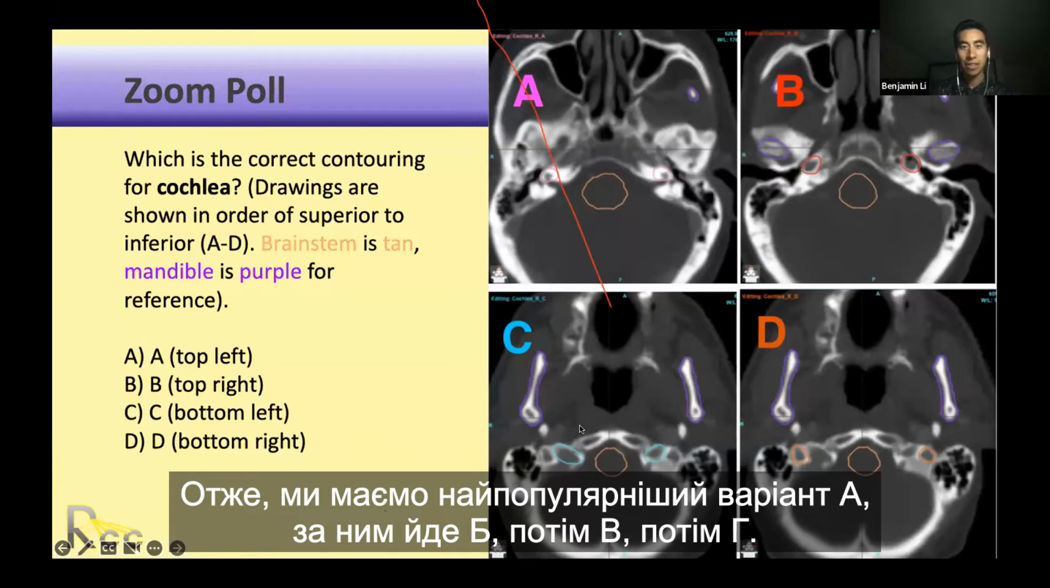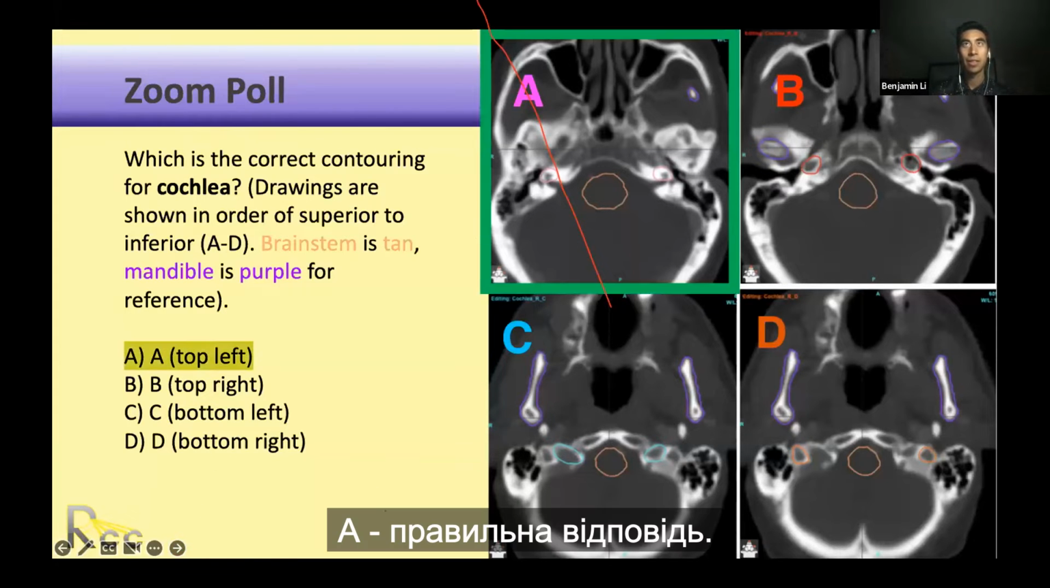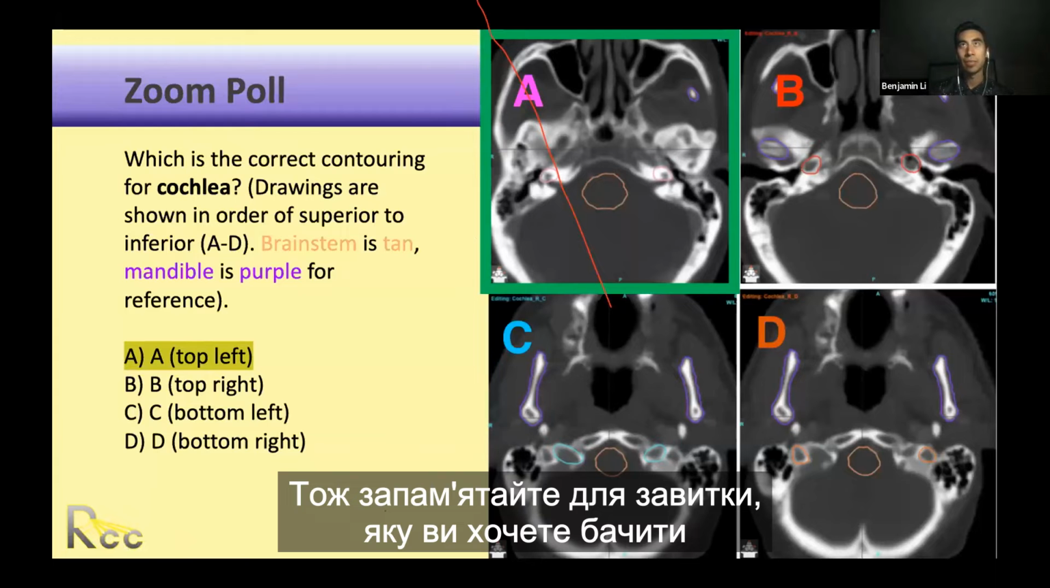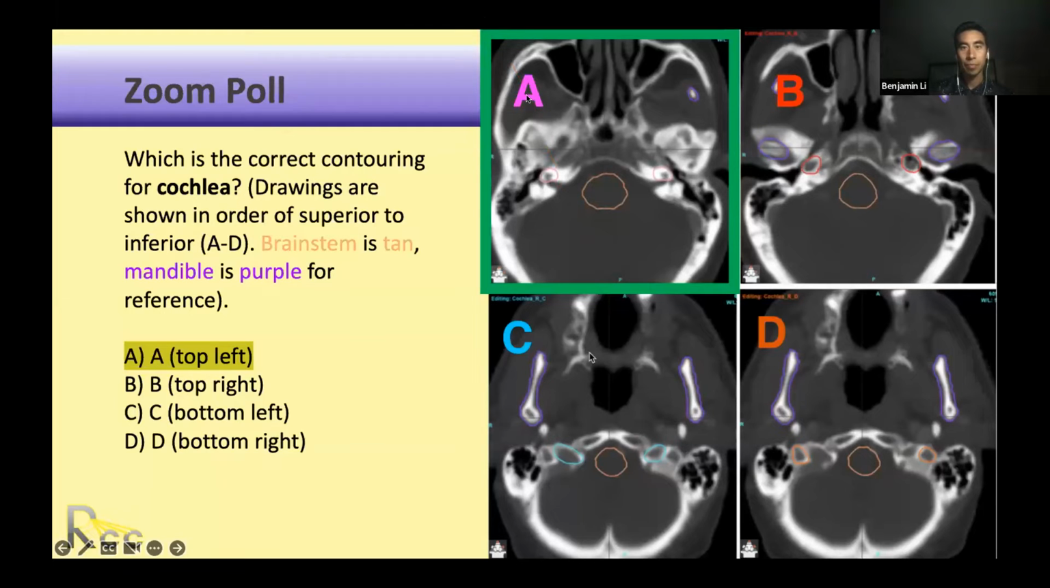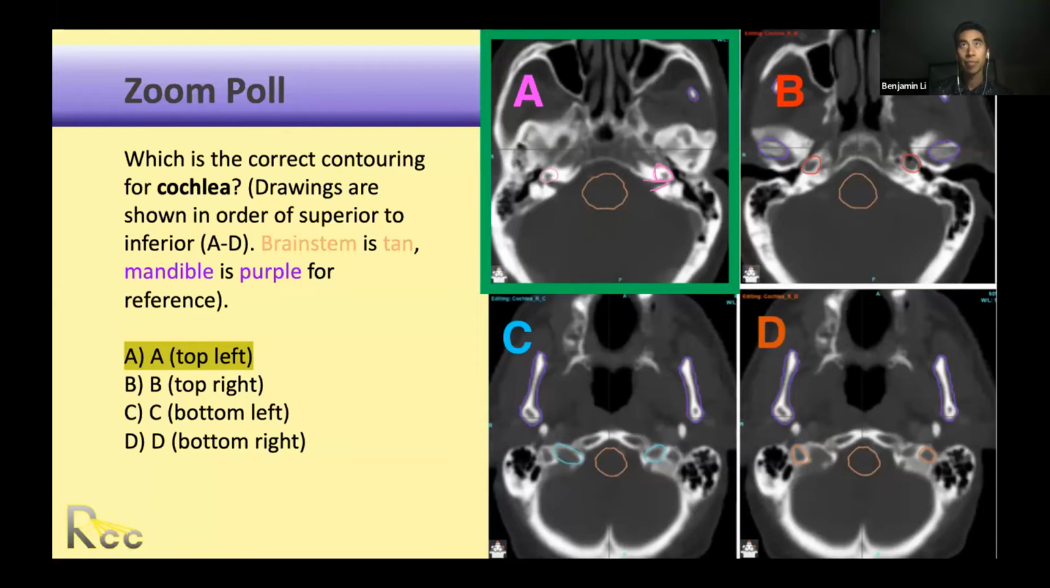Okay. So we have the most popular vote as A, followed by B, then C, then D. Which one is correct? A is the correct answer. So remember for the cochlea that you want to see the optic canal, and then the cochlea is always in front of the optic canal. Great.